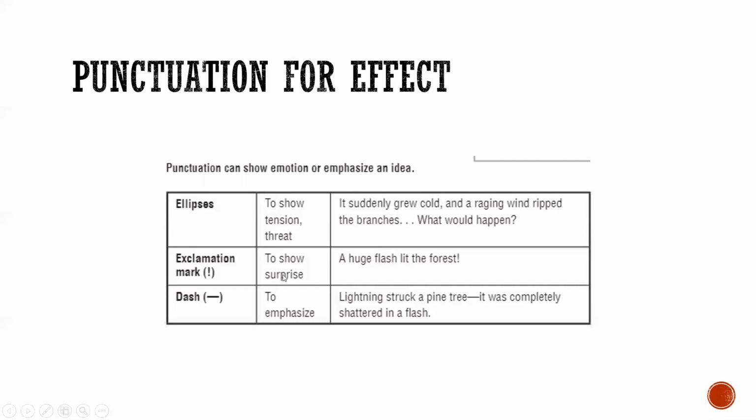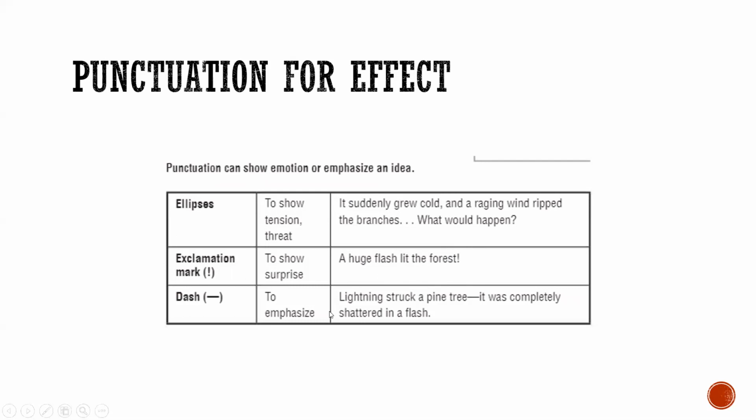It's to show surprise or to show any type of strong emotion, actually. A huge flash lit the forest! So this is what happened, right? You use the exclamation mark or exclamation point at the end of it to show that there's strong emotion going on in your sentence. Now what about the dash?